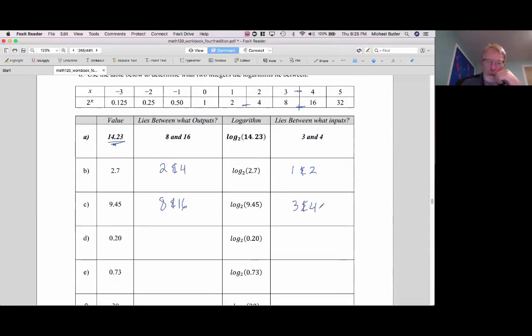Let's see, 0.2. 0.2 is going to be between 0.125 and 0.25. So logarithm base 2 of 0.2 is going to be between -3 and -2. Because the 0.2 fell between there, so the logarithm's got to fall between there. And then the 0.73, that's going to reside between 0.5 and 1, which means that the logarithm's got to reside between -1 and 0.